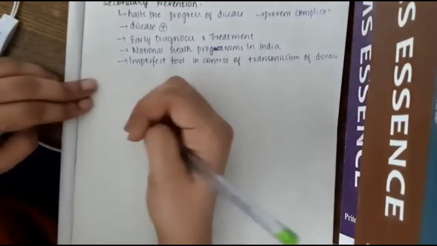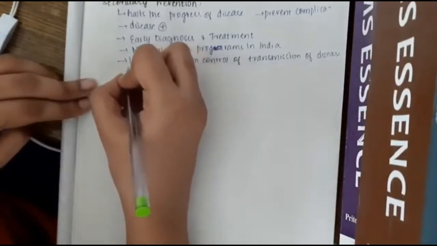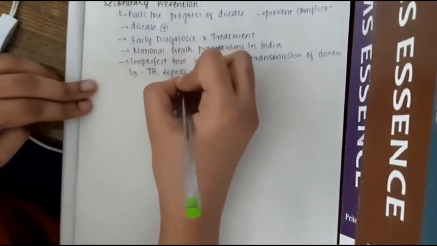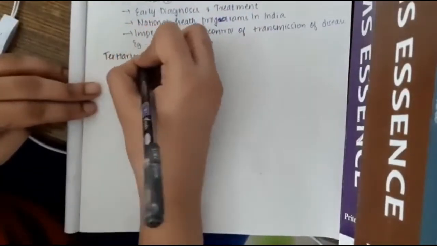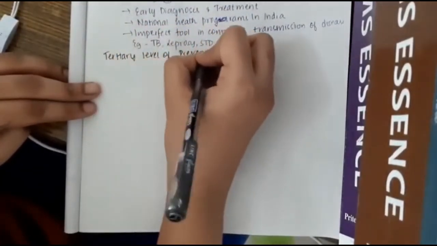So examples of secondary prevention of disease are diagnosing and early treatment of TB, leprosy and STDs, sexually transmitted diseases.